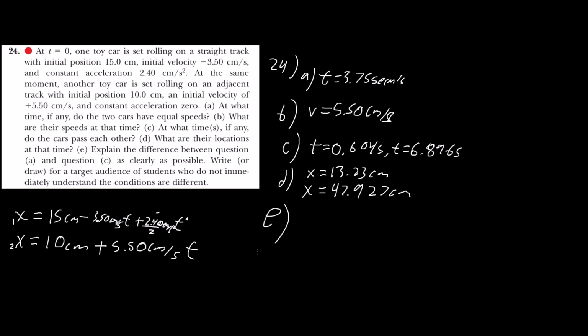The difference is that one is asking for the time when the velocity is the same, and the other is asking for the time when they intersect. They're two different problems. I don't even know why it's asking.